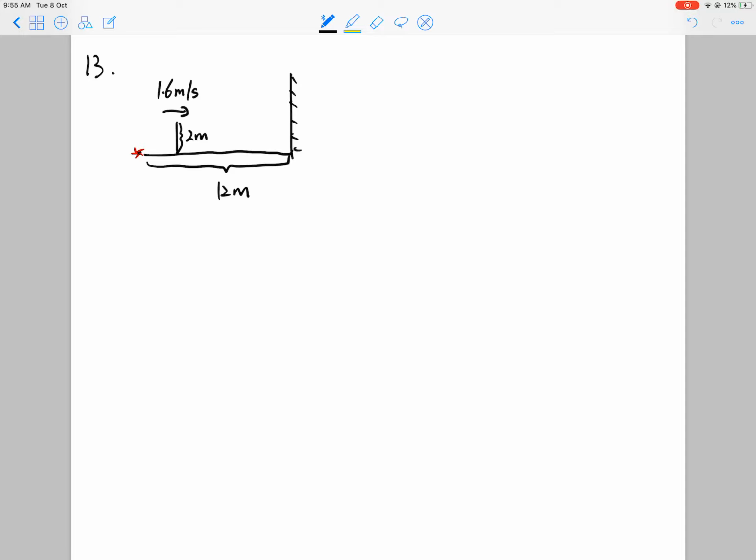How fast is the length of his shadow on the building decreasing? So we can imagine now this is the length of shadow. Let's call it L. As you can imagine, if this guy moves here, then the length of shadow will decrease, right? So it will decrease at what speed? That's the question.